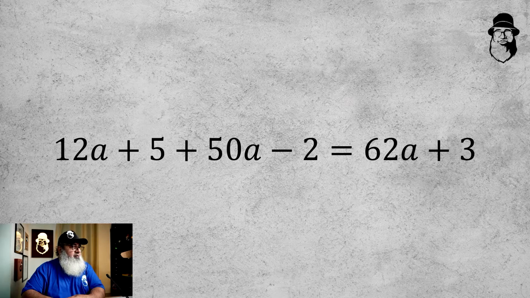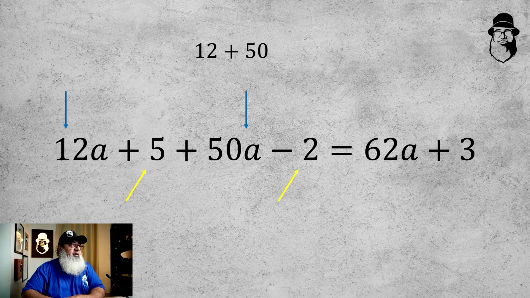And here we have a mixture of a terms and unit terms. For the a terms, we find 12 plus 50, which is 62. And for the units, we find 5 minus 2, which is 3.